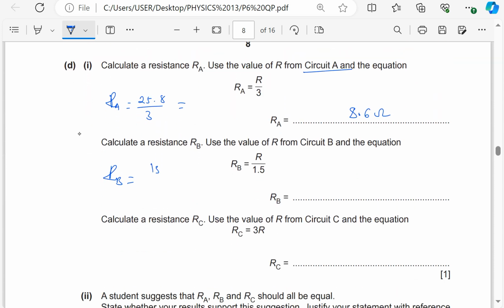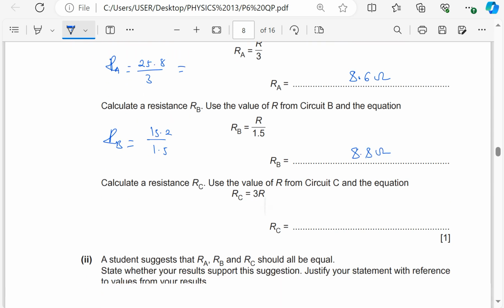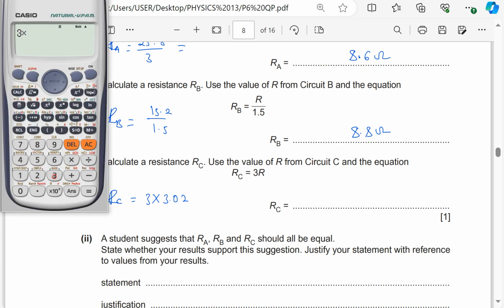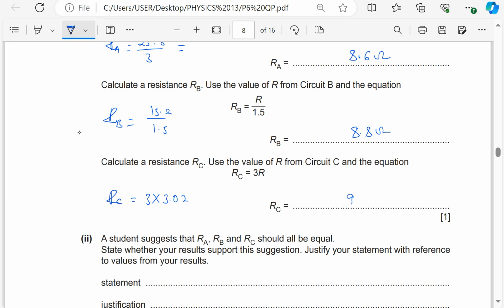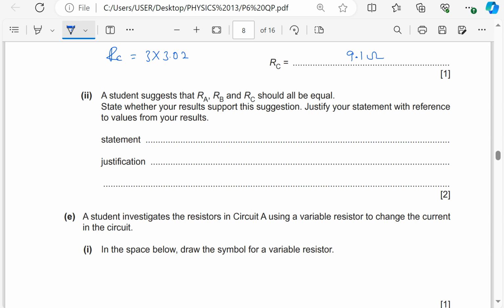So this is 13.2 divided by 1.5. So this is 8.8. Then RC is going to be 3 times the other one, which was 3.02. 3 times 3.02, which is 9.06 or 9.1 ohms. A student suggests that RA, RB, and RC should be all equal. State whether your results support this suggestion. Justify your statement with reference to values from your results.